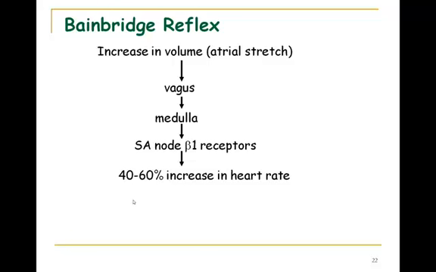Now, if I have an increase in heart rate, again, what could happen to your blood pressure? Your blood pressure can increase. But the idea with this Bainbridge reflex is very similar to the atrial and pulmonary artery stretch reflex. If you've got an increase in volume, it says, hey, start getting it out. I don't want things backing up. Trying to move that volume out.